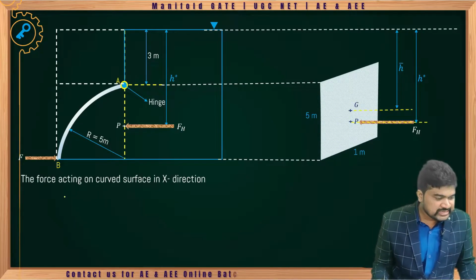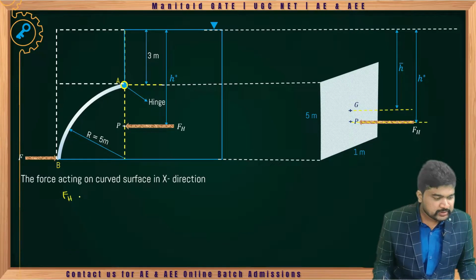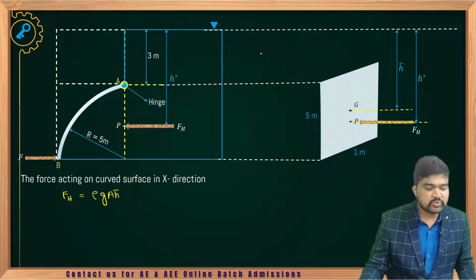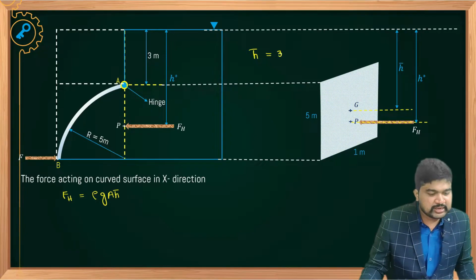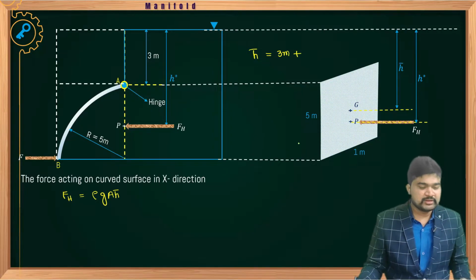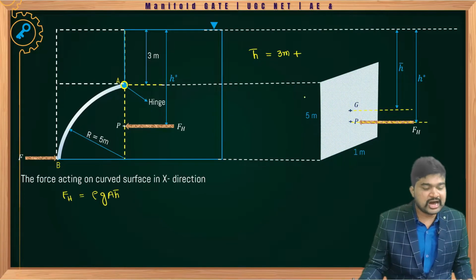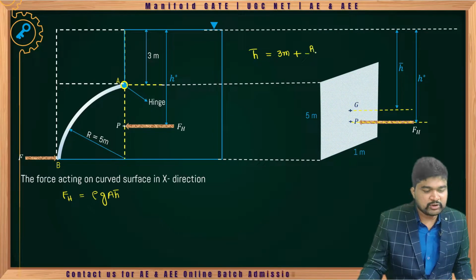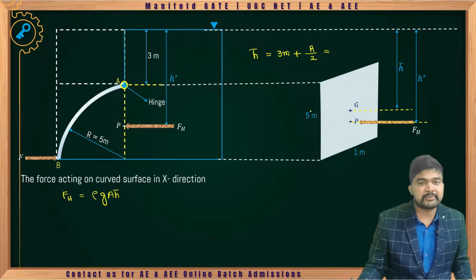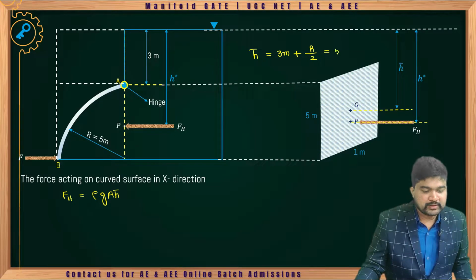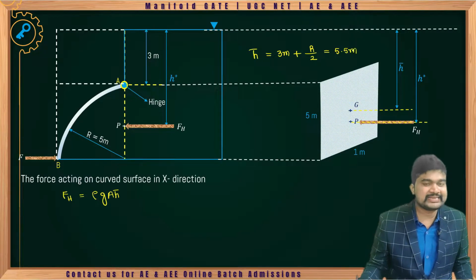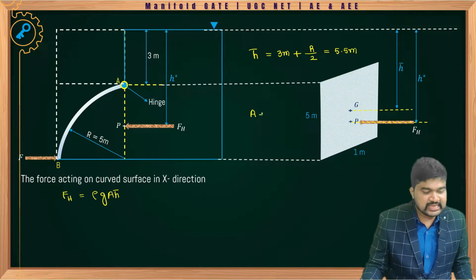Here, what is FH? Rho g into A h bar. So what is h bar? Here, 3 meter plus the 5 meter radius, R by 2, right? R by 2 of the total radius. So here how much will you be getting? 3 meter plus 2.5 meter, 5.5 meter, that is h bar, and area A is equivalent to 5 meter square.